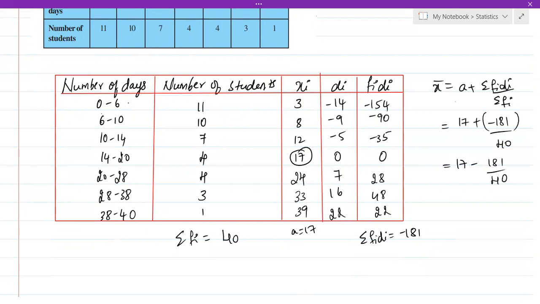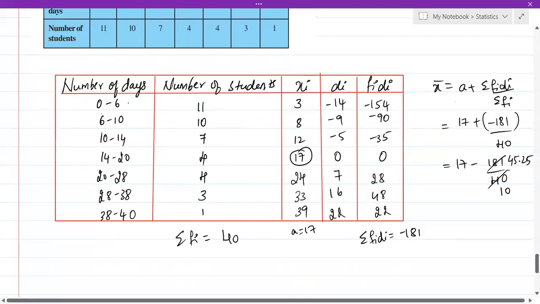So let's divide it by 10. 4 tens are 40. 4 fours are 16, 2 carry. It becomes 21. 4 fives are 20. 1 is the remainder. If I place a decimal, it becomes 10. 4 twos are 8. 2 is the remainder. Since you have placed a decimal, you can take 0. It becomes 20. Okay, it becomes 45.25.